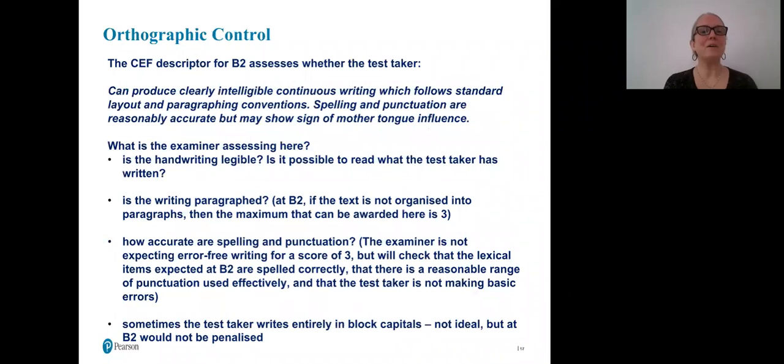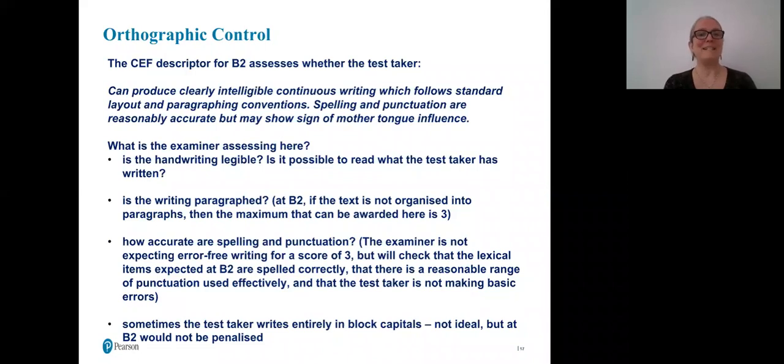When we are considering orthographic control, we are considering whether the test taker can produce clearly intelligible continuous writing which follows standard layout and paragraphing conventions. Spelling and punctuation at level 3 are reasonably accurate but may show signs of mother tongue influence. So what are we actually looking at here?